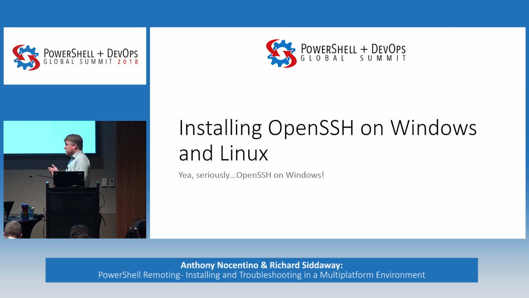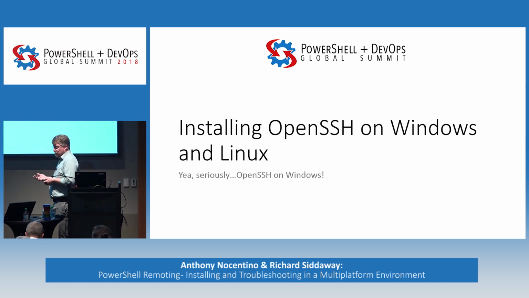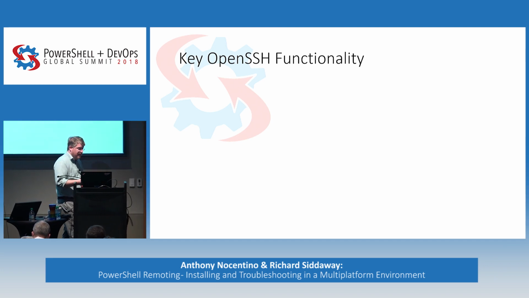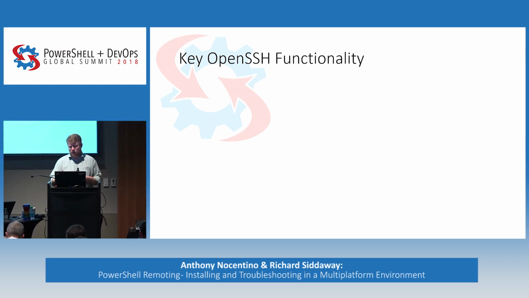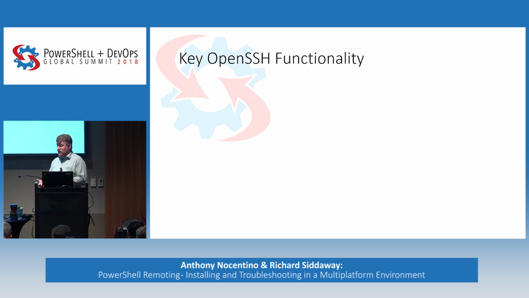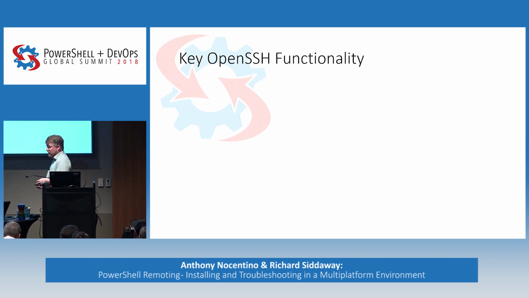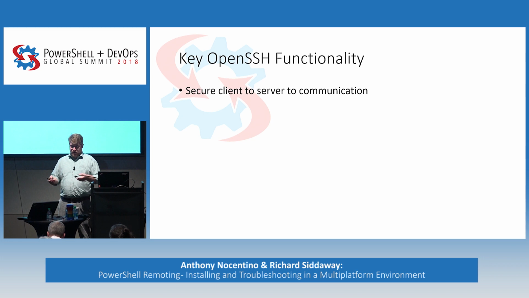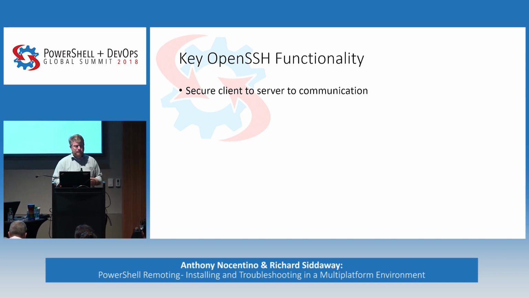And so let's start off with talking about installing OpenSSH on Windows and Linux. But before we do that, I do want to talk about the key features of OpenSSH and why it's a good solution to be the underlying substrate for PowerShell remoting, because you get a lot of functionality out of the box with next to no configuration from your OpenSSH server. The main thing is we have the ability to transmit data between two systems securely. We can encrypt it, we can guarantee that it's going to get there and do things like that.